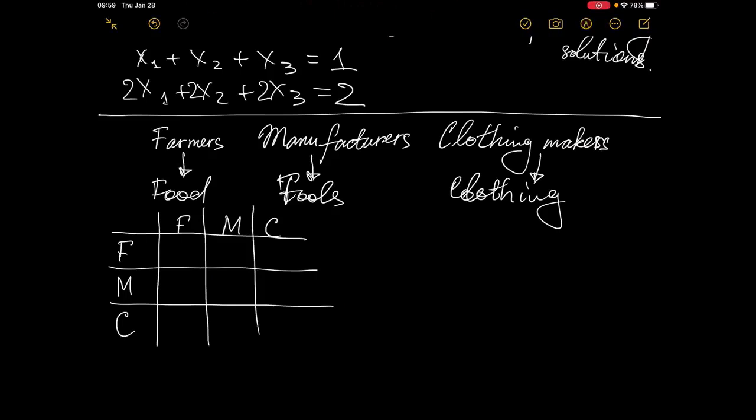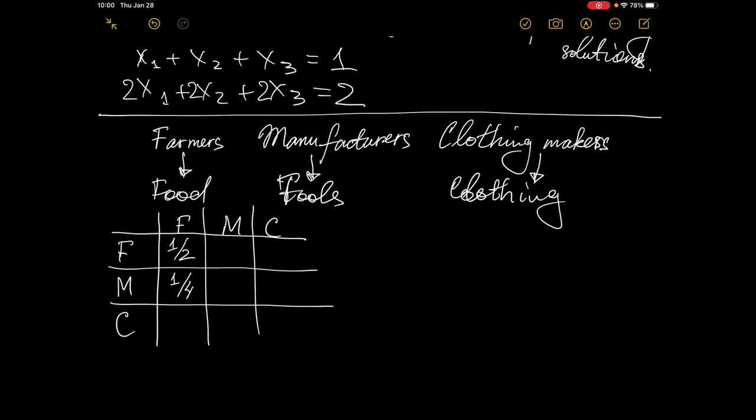Okay, farmers produce some amount of food. Half of this amount of food they leave for themselves because they need to eat something, right? A quarter of this amount of food they give to manufacturers of tools. Why? Because they need tools, right? So, for example, they need a plow, they need tools to process the crop, and so on and so on.